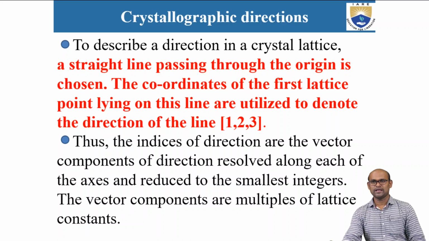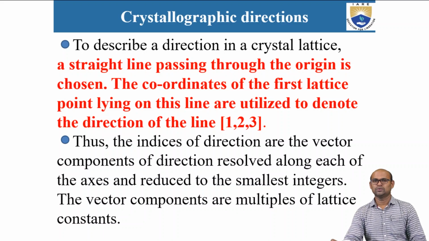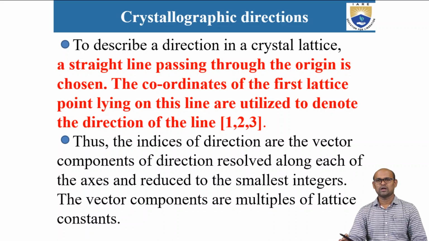To describe a direction in a crystal lattice, a straight line passing through the origin is chosen. First, you need to draw a straight line that is passing through the origin. And the coordinates of the first lattice point lying on this line are utilized to denote the direction of the line. So first you draw a straight line going through the origin, and along this straight line look at the first lattice point, and that coordinate set is used to find out the direction of the straight line which we have drawn.